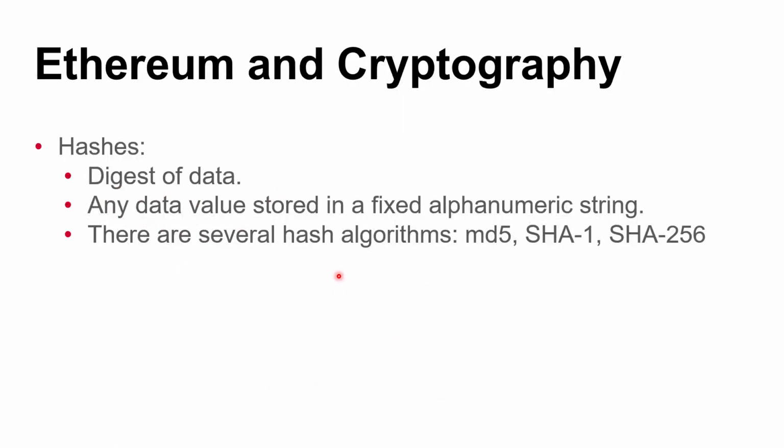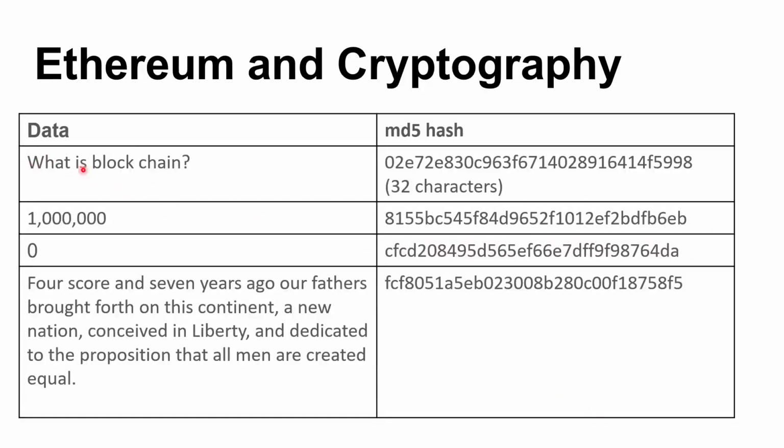Any data value can be stored into a fixed alphanumeric string, and there are many different types of hash algorithms: MD5, SHA-256. We can see here this question can be hashed into this 32-character string. This way of saying a million can be hashed into this 32-character string. This 0 can be hashed into this 32-character string. And this paragraph here, which is part of the Gettysburg Address, can be hashed into this 32-character string.